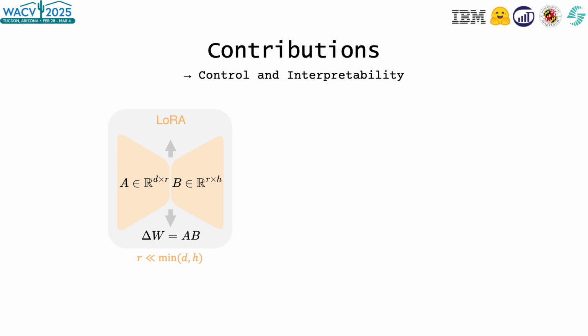Let's start with LoRA, which stands for low rank adaptation. LoRA is a technique used to adapt large pre-trained models efficiently. Here, we have two matrices A and B, where A is in the space of real numbers with dimensions d by r, and B is in the space of real numbers with dimensions r by h. The key idea is to compute the change in weights, delta W, as the product of A and B. The rank r is much smaller than the minimum of d and h, which makes this approach computationally efficient.